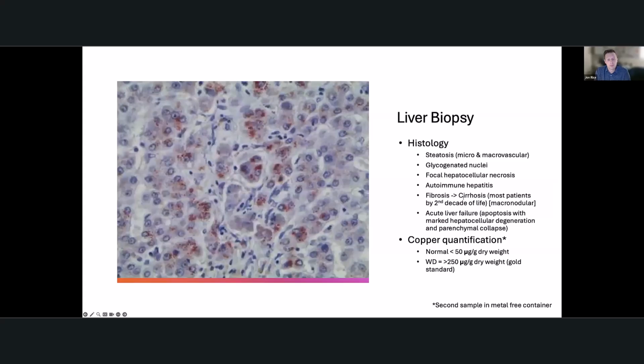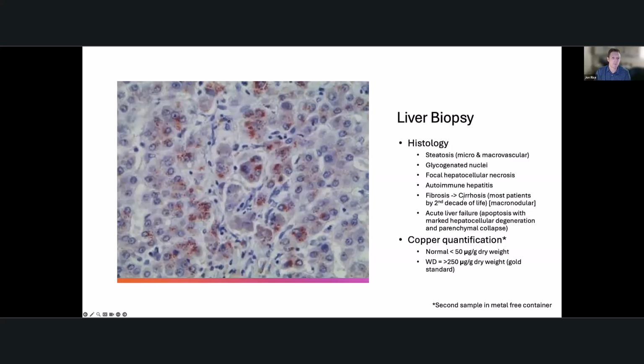For liver biopsies in Wilson's disease, the histologic features can be very nonspecific. You can see steatosis and hepatocellular necrosis, and it can look like autoimmune hepatitis. Fibrosis is common. Even by the second decade of life, most patients would develop cirrhosis, a macronodular cirrhosis, but not all patients will. Some will have minimal or none, depending on where the disease is affecting more, and it's hard to know which patients will present in which way. Acute liver failure can also develop with apoptosis and parenchymal collapse.